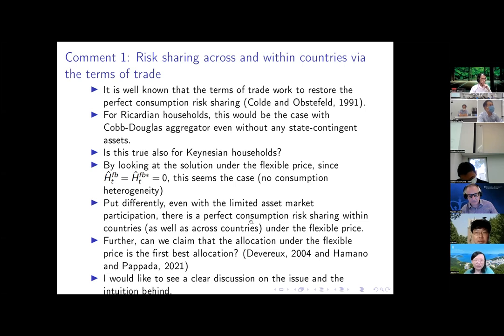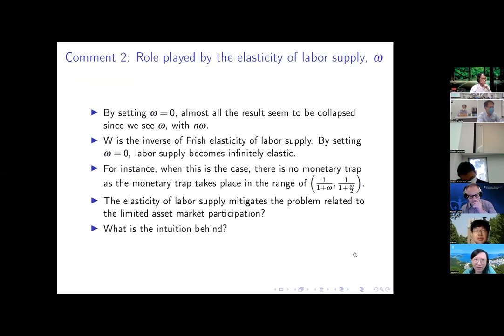Okay, and then this omega equal to 0. So can you go to the second comment? I think that's a very nice point. You're right. Actually, when this omega shows up, it usually shows up together with n, and n is the heterogeneity. So if omega goes to 0, perhaps a lot of results are going to change. The intuition is a nice point. My guess is that when omega goes to 0, we are going to have infinitely elastic labor supply. And in this case, a lot of the mechanism implied by the heterogeneity is going to perhaps disappear.